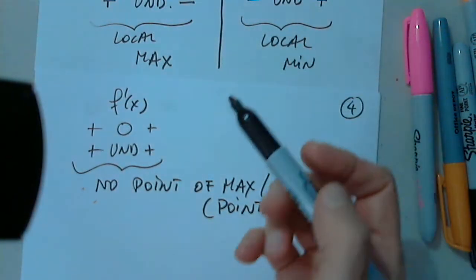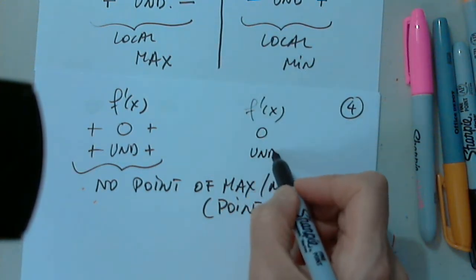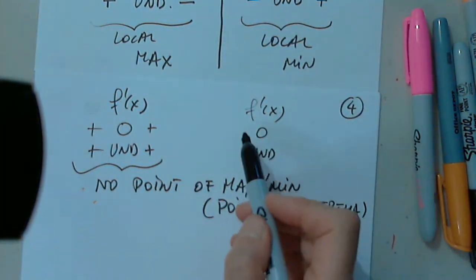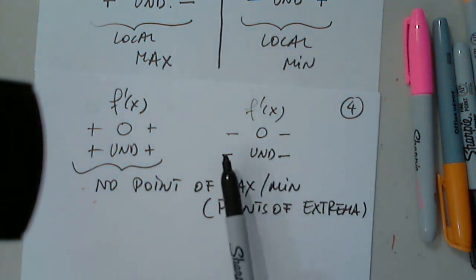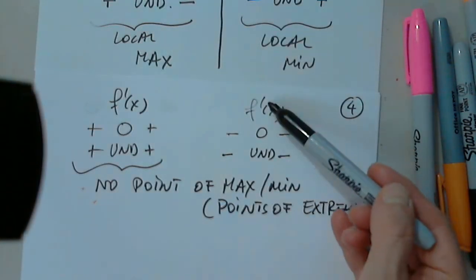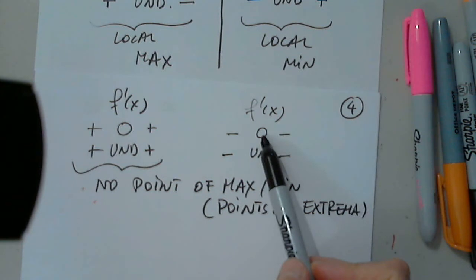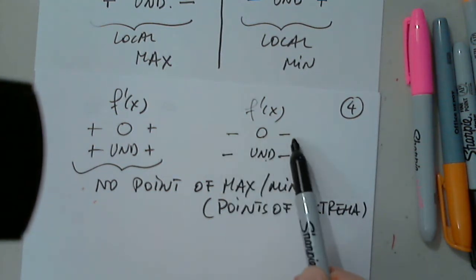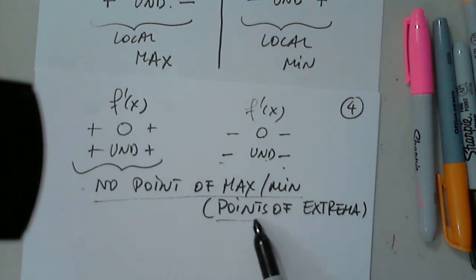The same thing here. If I have the first derivative 0 or undefined at the point, you'll see how this works in a minute. If it doesn't change sign where the derivative is 0, we have to study the sign of the derivative. If the derivative is 0 or undefined and it does not change sign, no point of max min, or no points of extrema. So let's look at a few applications to see what this means.